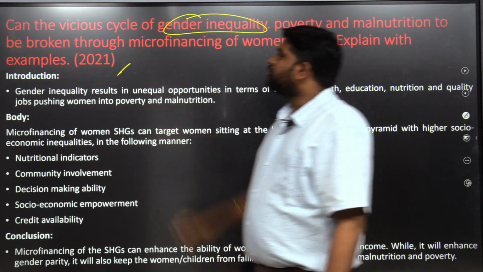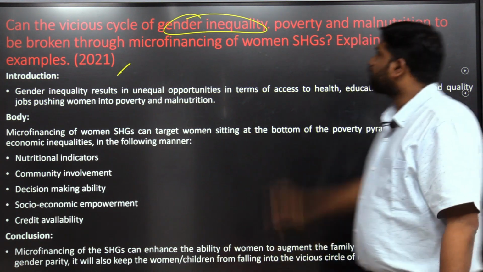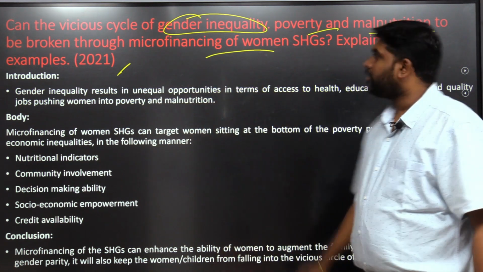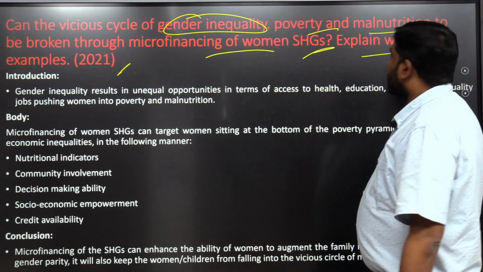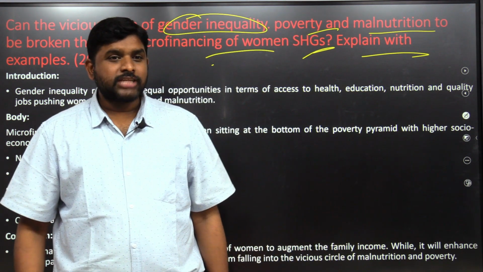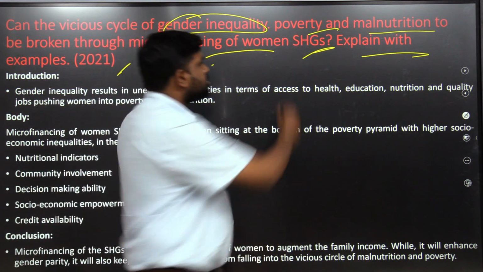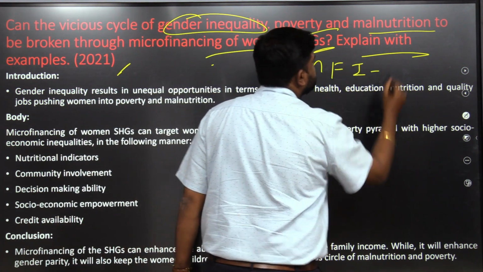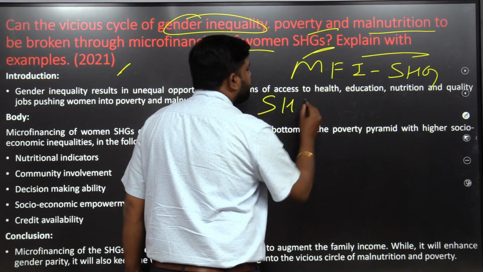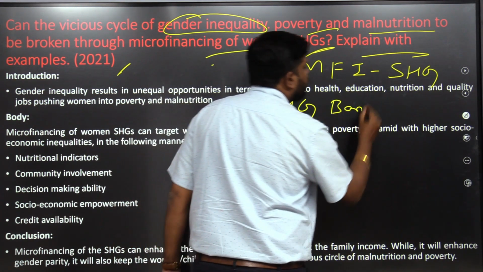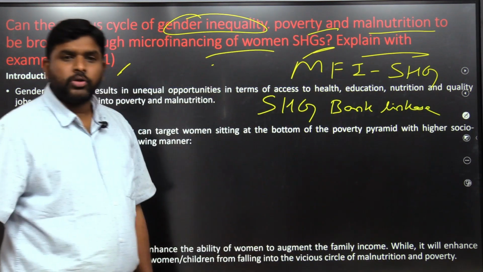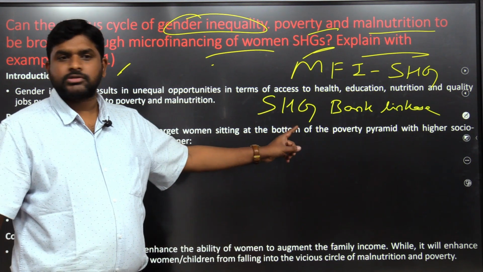Can the vicious cycle of gender inequality, poverty and malnutrition be broken through microfinancing of women self-help groups? Explain with examples. We discussed self-help groups, microfinance institutions, microfinance institutions linked with self-help groups, the bank linkage program. First we have to mention who the self-help groups are.